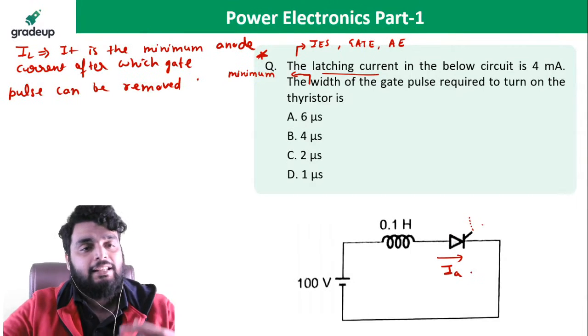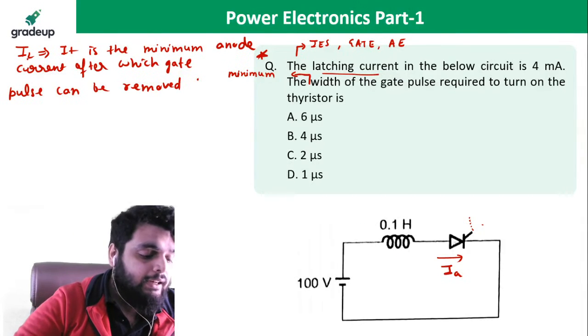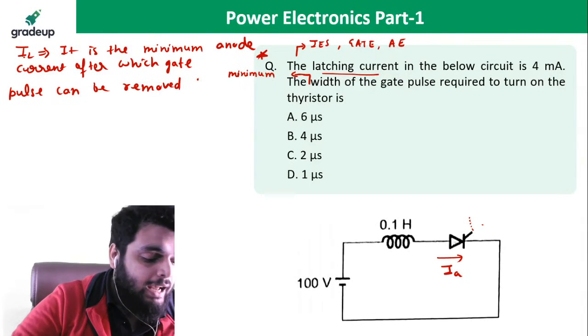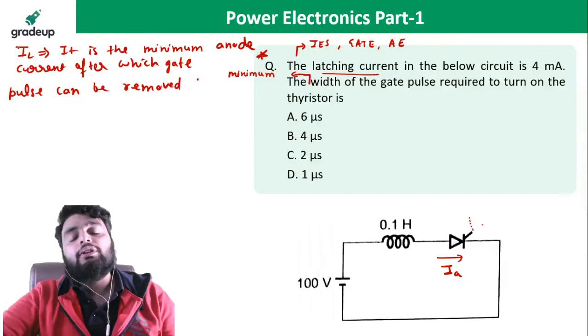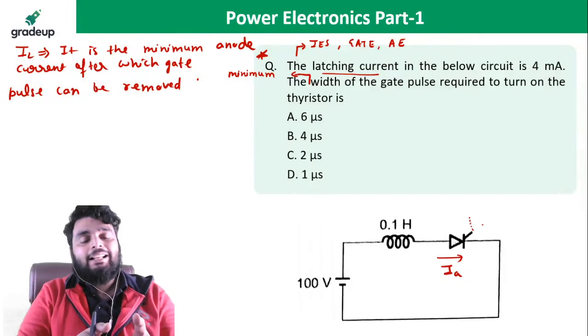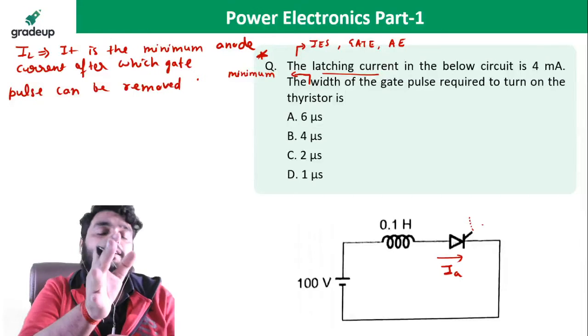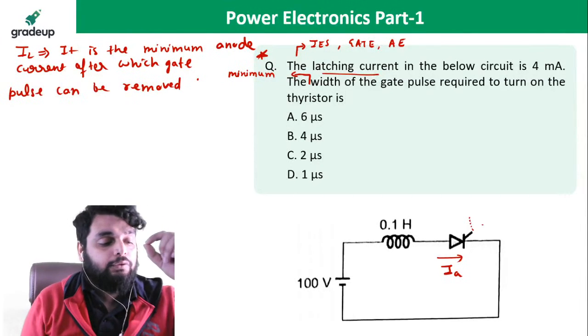Okay, thyristor will turn on and it will allow some current to pass. Let us suppose that is IA. Now, when this current reaches the magnitude equal to IL, then I can remove the gate pulse. Why should I remove the gate pulse? Because if you are not removing the gate pulse, then other losses will come at the gate circuit. So I have to remove the gate pulse.